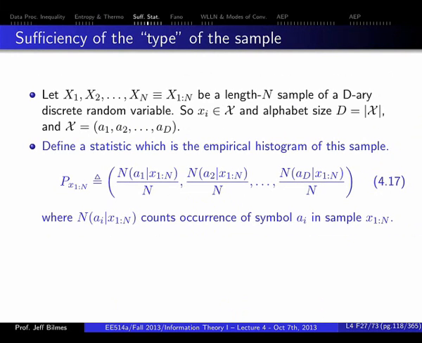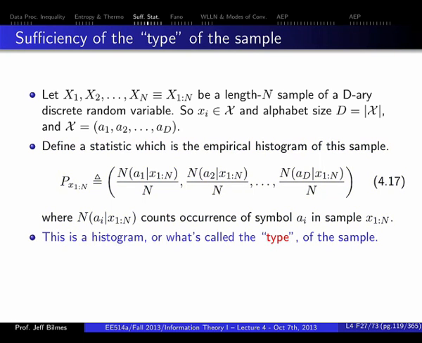So what this really is, is the empirical histogram. Everybody knows what a histogram is. You count how many times each value has occurred in the sample, and you divide by the total number of samples. So it's a probability distribution, a histogram. Now we're using this notation, n of a i given x of 1 through n. This is the number of times that symbol a i has occurred in this sample, where a i is one of the alphabet symbols.